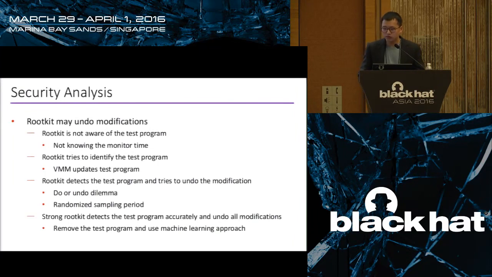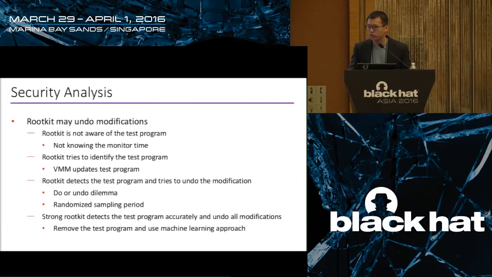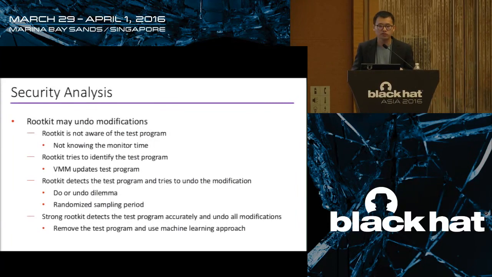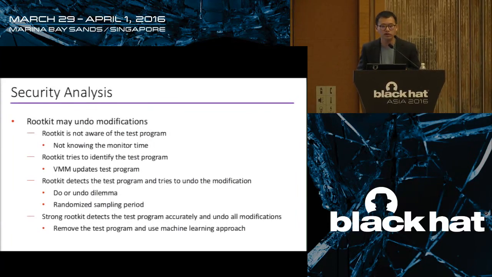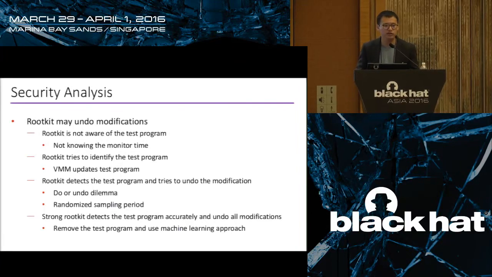So let's say the rootkit detects the test program and it tries to undo the modification, right? Now, if it simply undoes the modification, it's going to get into a dilemma because its whole purpose is to hide other malicious activities. If it doesn't undo, we'll detect the rootkit. But if it undoes and we have other detection mechanisms, we'll detect the other activities. So it puts the rootkit into a dilemma. And also, to make the detection really hard, you can also randomize the sampling period.